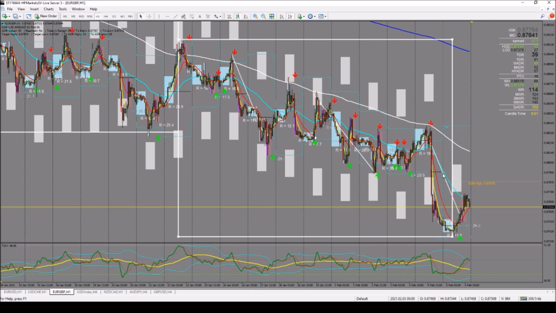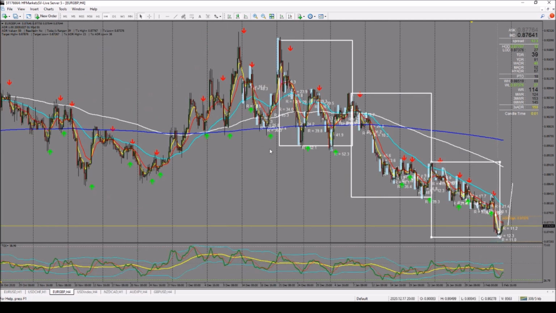Then we had our last drop, meaning that this pair has completed its cycle on the H1 time frame. So with that being said, I'm expecting this pair to push down to these levels or retest this level before going up, where I'm expecting to see a reset of the H4 time frame.